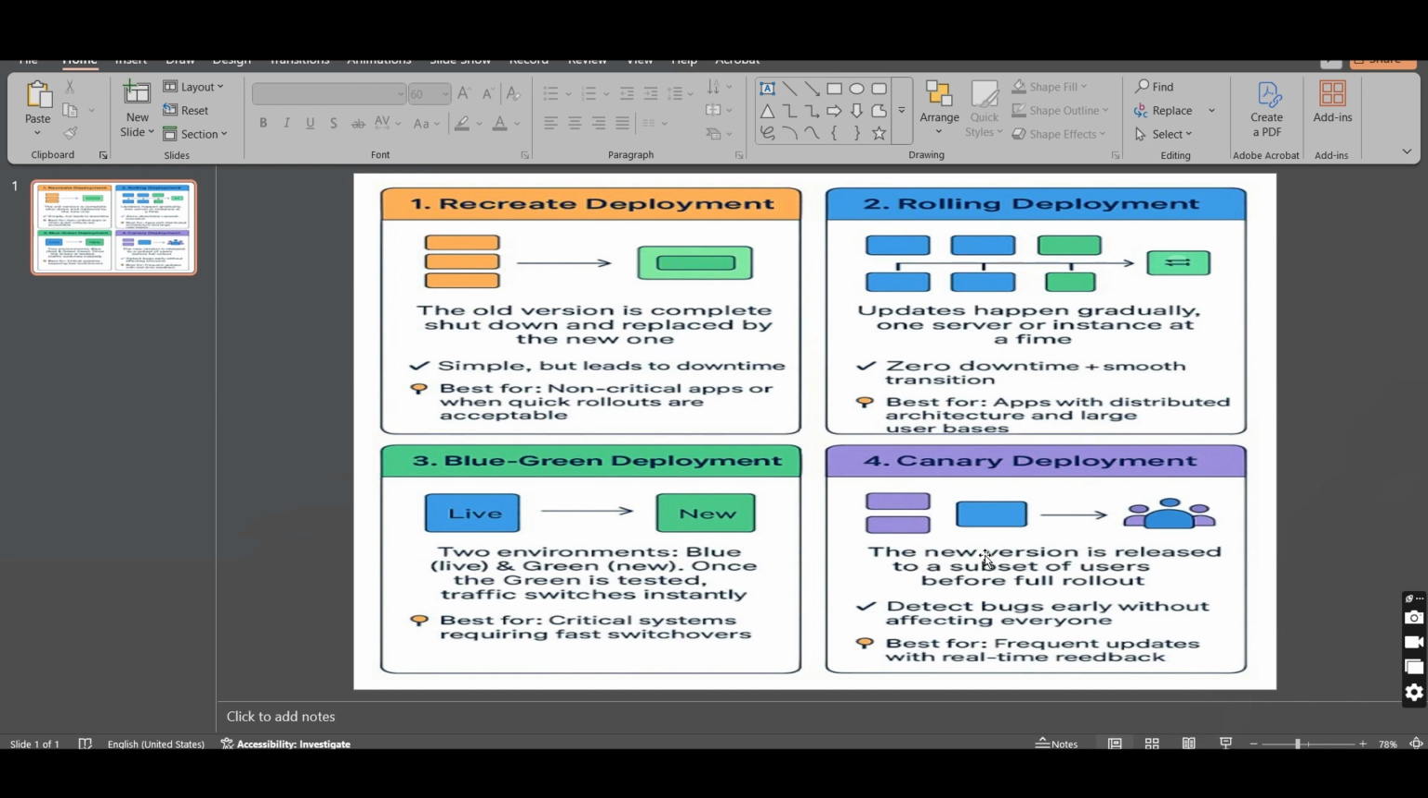Recreate deployment, rolling deployment, blue green deployment, and canary deployment are the deployment strategies. In recreate deployment, the old version is completely shut down and replaced by the new one. Here there is downtime. Once you stop the system, your system will definitely be in the downtime phase.